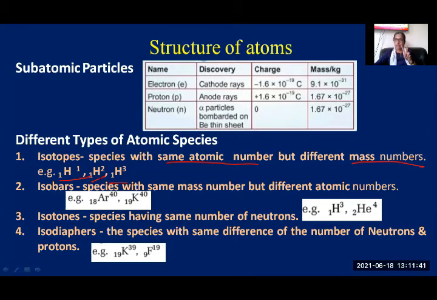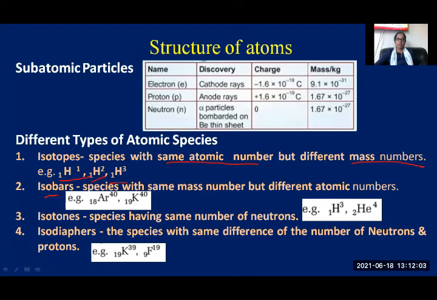So the total mass number will be 2. Alpha. And in tritium it is one proton number and 2 neutron number. So total sum will be 1 plus 2, it is 3. So the mass number will be 3. Okay, so such species which have same atomic number but differ in mass number is called as isotope.